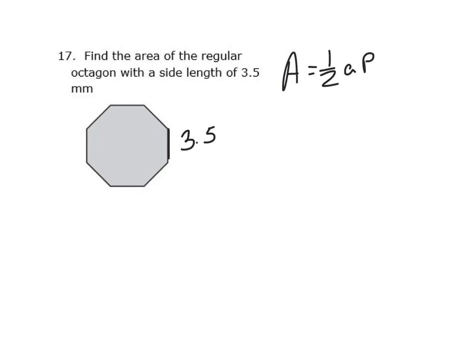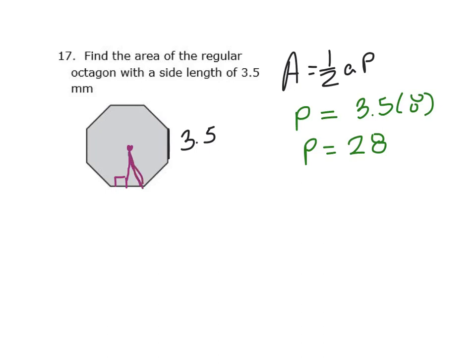So in the next one, we're asked to find the area of a regular octagon, which means all our sides are congruent. So if we're looking for our perimeter, perimeter is going to be that 3.5 times 8, which means we have a perimeter of 28. And then we have to find our apothem. So our apothem is going to be from the center of the polygon perpendicular to the base. We have to find our length.